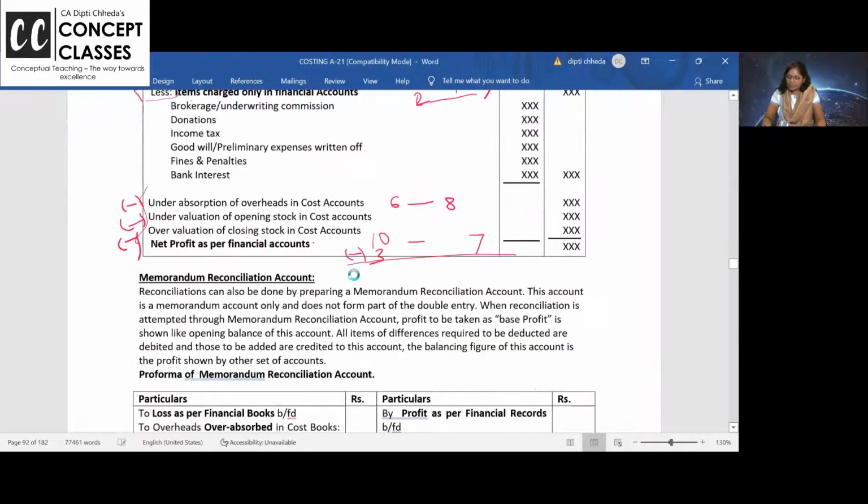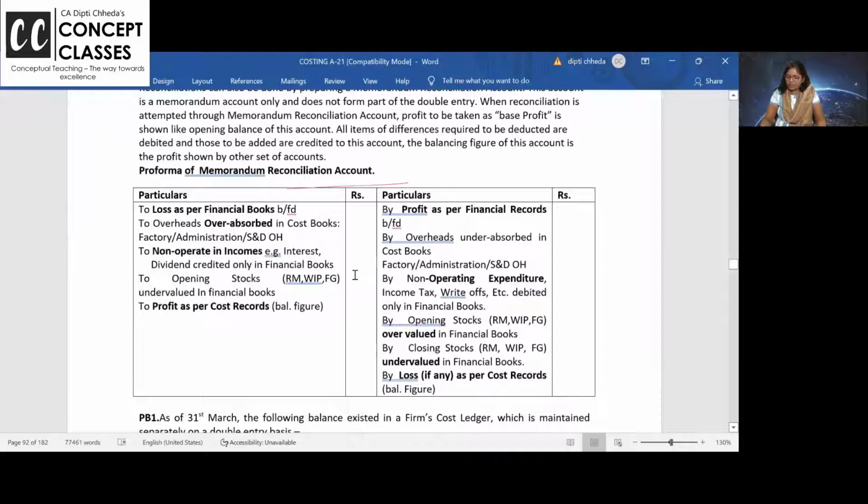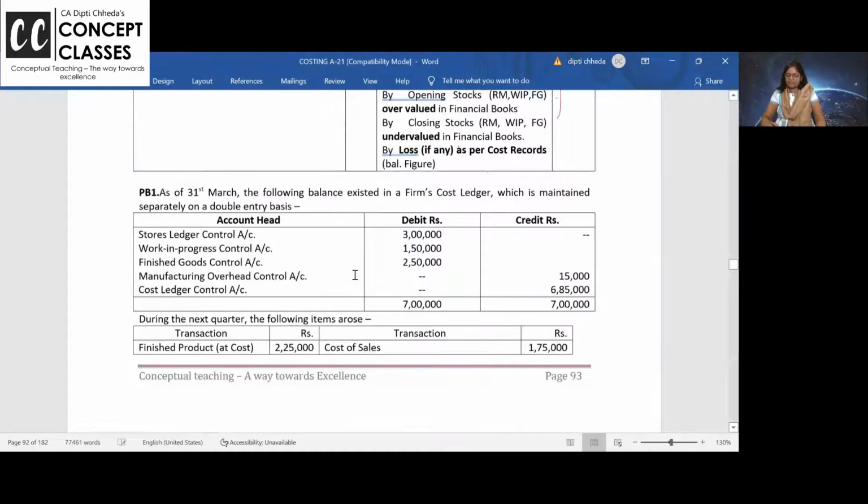Now, if they ask you for a memorandum reconciliation account, in T format, start with the profit. They have started with financial books. You can start with any profit. In the financial profit, whatever you have to add, add means credit and debit. You can start with the costing profit also, and in costing, whatever is added, add, whatever is deducted, take it here.